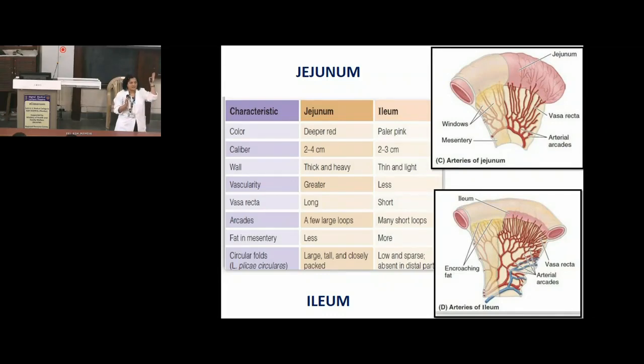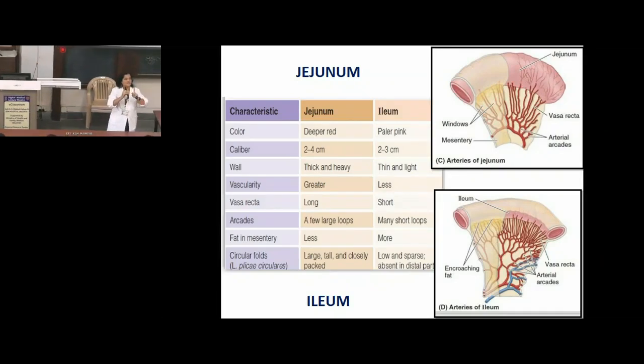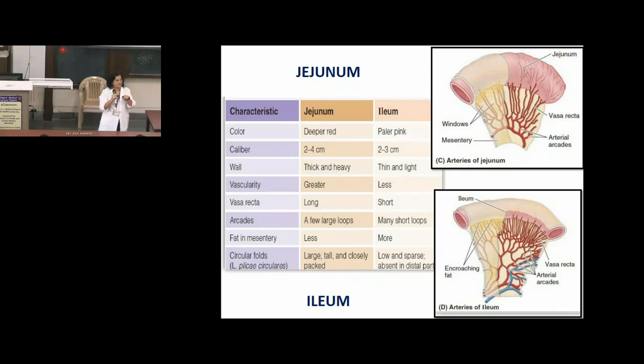So if the vasa recta are longer and the arcades are fewer, it is jejunum. The windows, meaning the area you see between two vasa recta, will be rectangular and long if the vasa recta are long. It won't be squarish. Here in ileum the arcades are more. You can see one arc, two arcs, three arcs, four arcs. Remember that the arcs of blood vessels increase from jejunum to ileum: one, then two, then three, then four. The vasa recta become shorter and the windows become squarish. That is what you are supposed to remember.